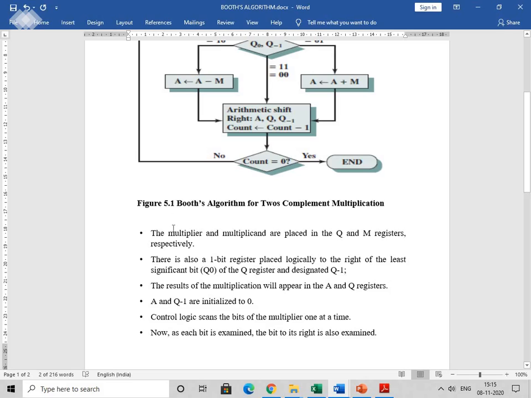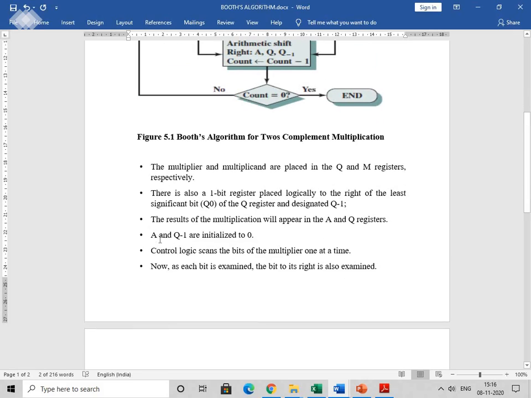The description of this flowchart has been given here. So the multiplier and multiplicand are placed in the Q and M registers respectively. There is also a 1-bit register placed logically to the right of the least significant bit Q0 of the Q register and designated Q minus 1. The result of the multiplication will always appear in the A and Q register. See, if I multiply any two numbers, then the product of these two numbers will be stored into the A and Q register.